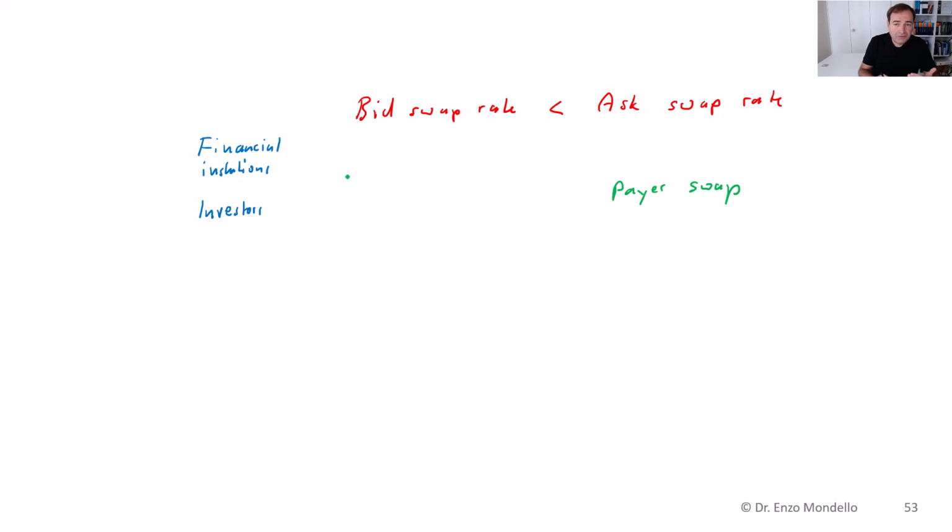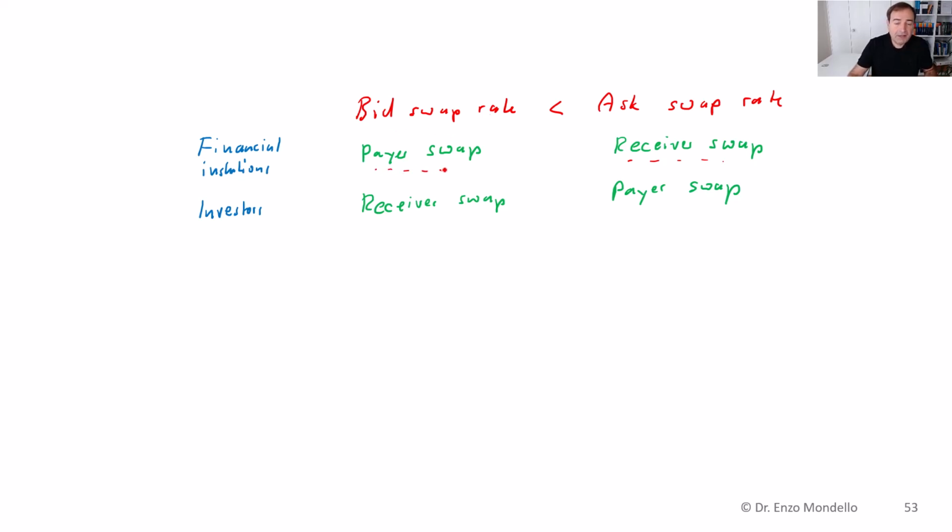And the counterparty of this payer swap is the financial institution that enters then into a receiver swap. If investors want to enter into a receiver swap, then they can do so at the lower bid swap rate. And the financial institution is entering then into the opposite position, so into a payer swap. The profit of the financial institution that is acting as an intermediary is given by the bid-ask spread for the swap rate. The financial institution receives the higher ask swap rate on the receiver swap and pays then the lower bid swap rate on the payer swap.